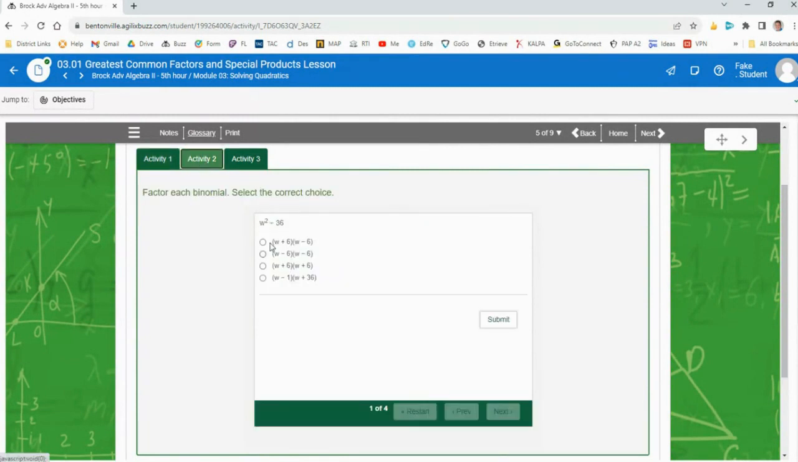Activity 2, factor each binomial, difference of squares. So what would the answer be? Difference of squares, right? So you do that, submit.